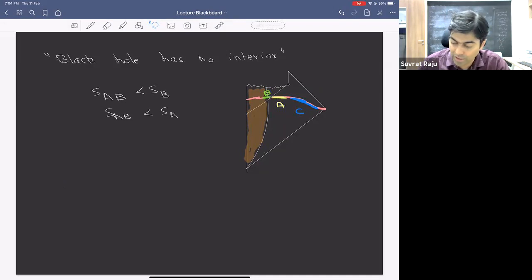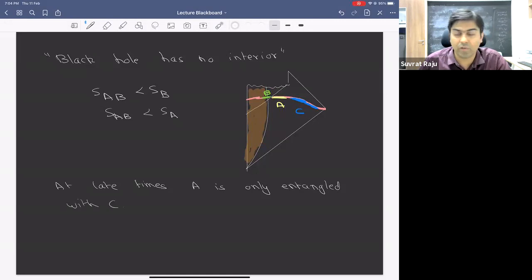Okay? So at late times, A is only entangled with C. So that's the resolution to the monogamy paradox, right? We say A is only entangled with C, A is not entangled with B, and therefore we are done, right? We got rid of the monogamy paradox.